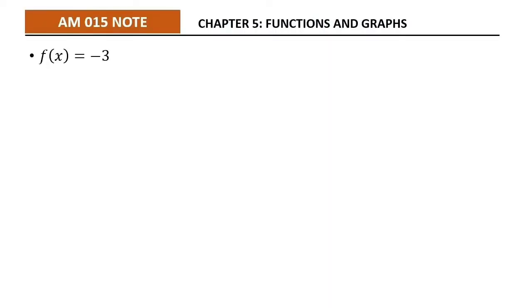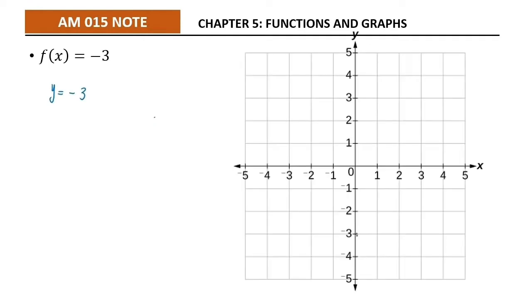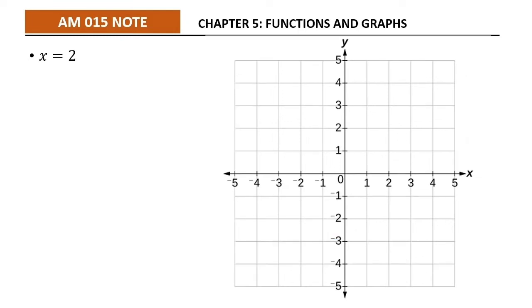So, examples: f(x) equal -3. f(x) is also considered as y equal -3. Y equal -3 is here, and then draw a straight line at y equal -3, and then label the graph f(x) equal -3.